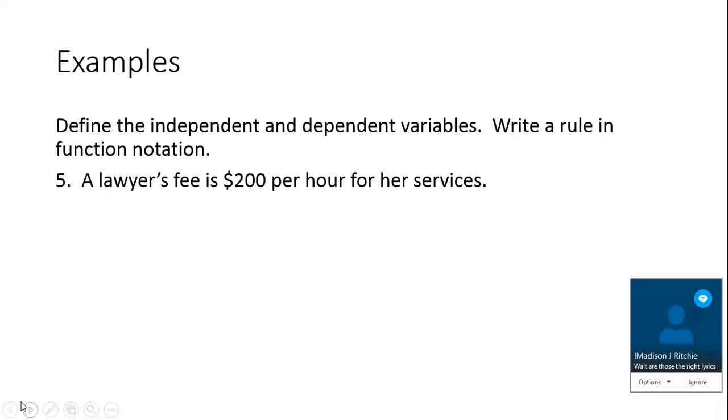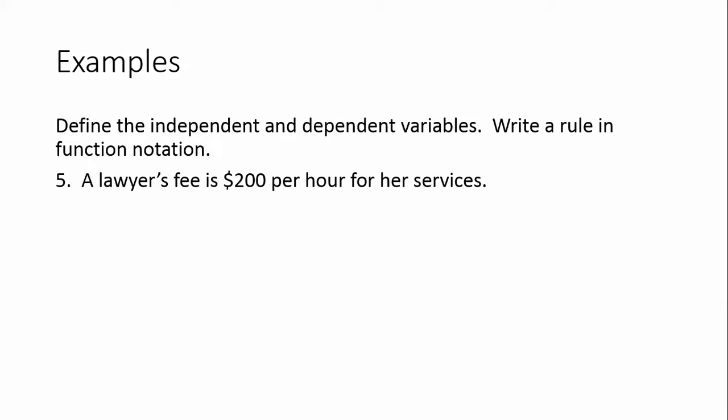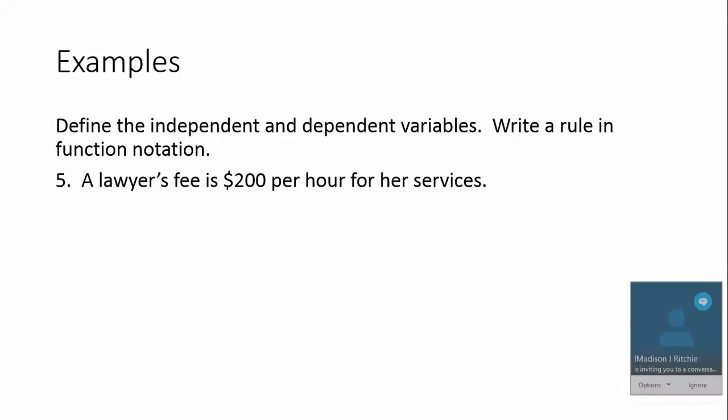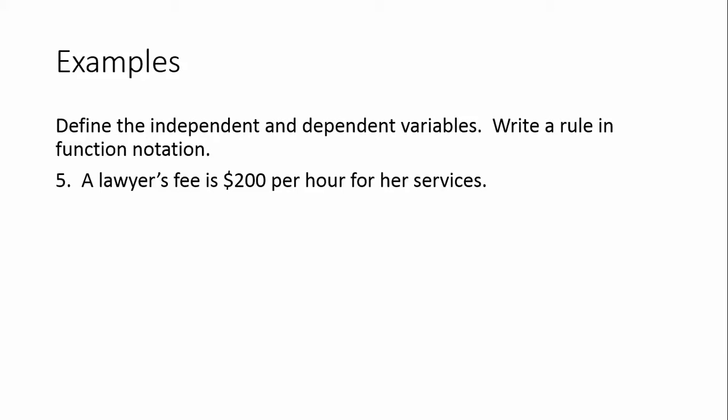So let's look at some examples where we are defining the independent and dependent variables, and then we're also writing a rule in function notation. So we have a lawyer's fee. It's $200 per hour for her services. So first we want to know the independent and the dependent variable. So does the fee depend upon the amount of hours she spends working, or does the amount of hours she spends working depend upon her fee? And hopefully you're recognizing that the fee depends upon the number of hours. So the fee is the dependent variable and the hours she works are the independent variable. So this is your y and this is your x.